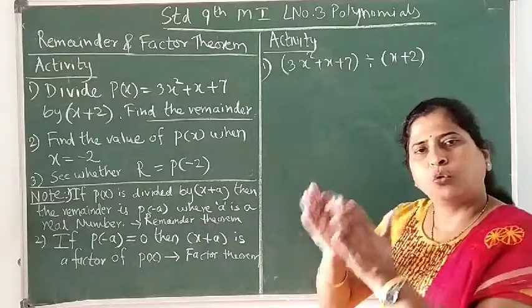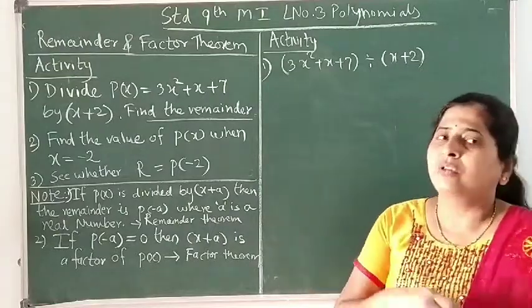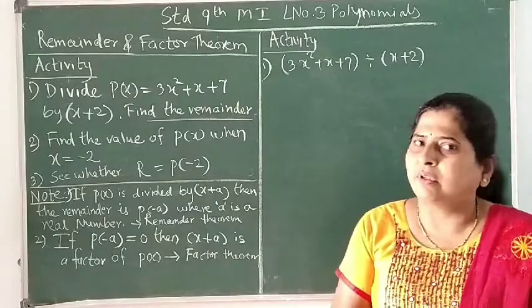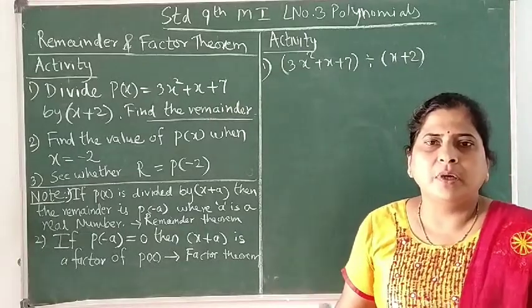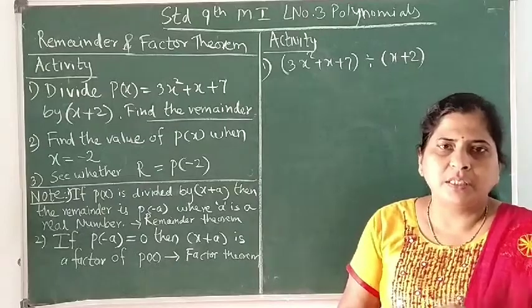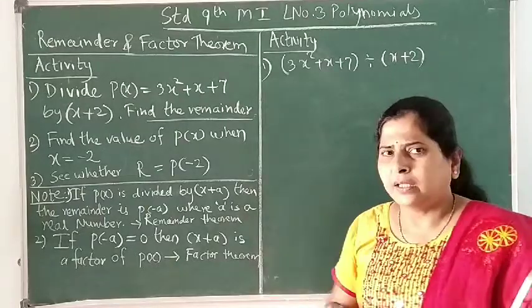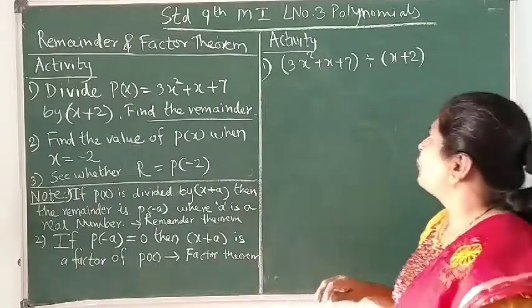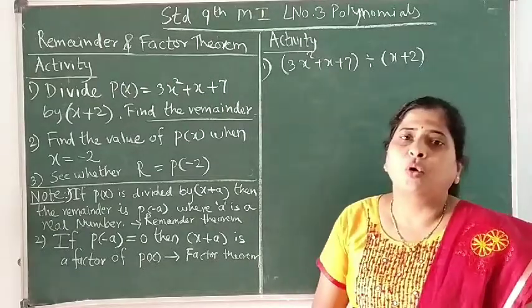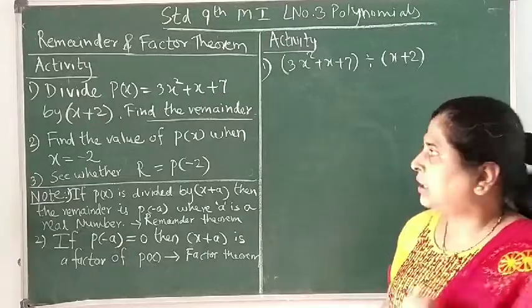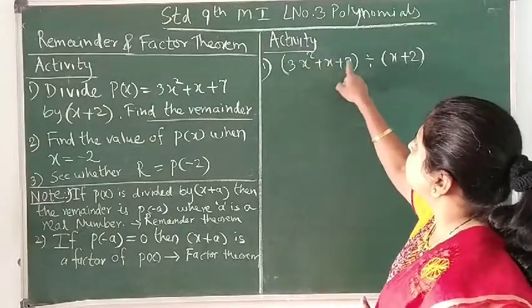We can go by the normal division method, the synthetic division method, or even the linear method. But students, just to find the remainder, the synthetic division method is the easiest one. So let's go by that method. For synthetic division, we want the coefficient form of the dividend. The dividend here is 3x square plus x plus 7.